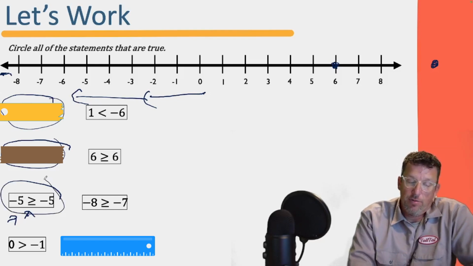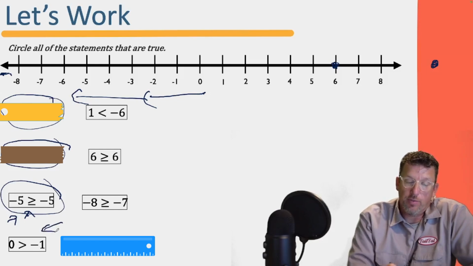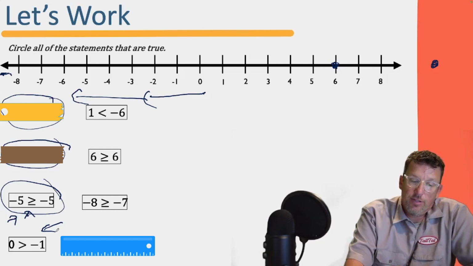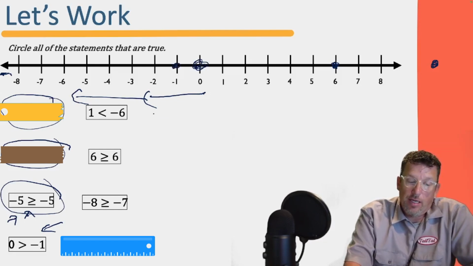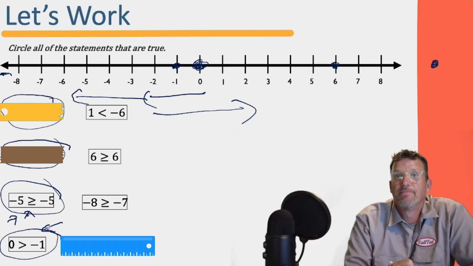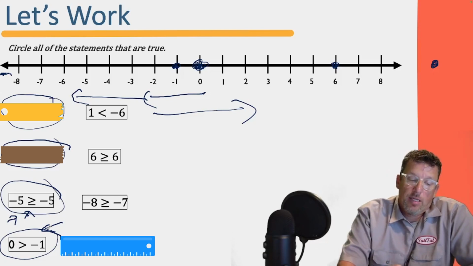Is 0 greater than negative 1? I'm looking at this one down here in the bottom corner. Is 0 greater than negative 1? Well, here's 0, and here's negative 1. Going this way is bigger. 0 is bigger than negative 1. That one is also true. Let's look at the next one.